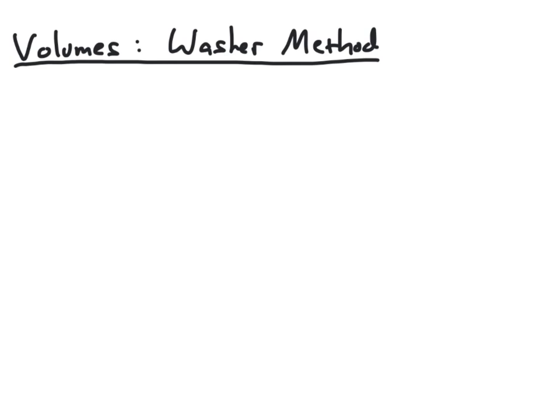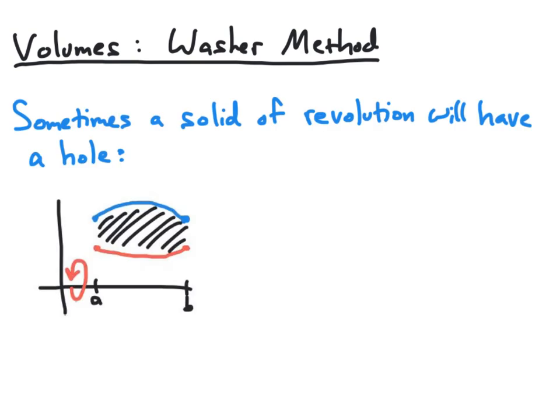In this video, we're going to look at how to compute volumes of solids of revolution using the washer method. Sometimes when we form a solid of revolution by rotating a region in the plane about a line, we obtain a solid that has a hole.